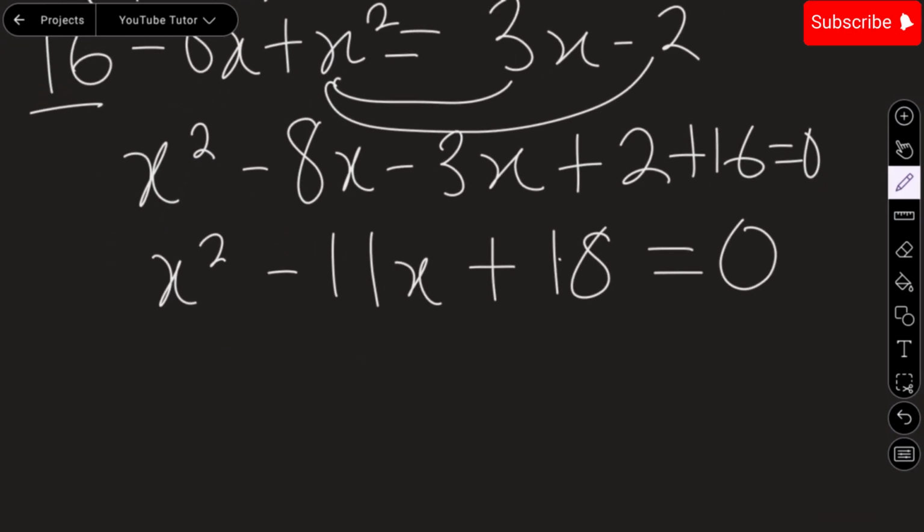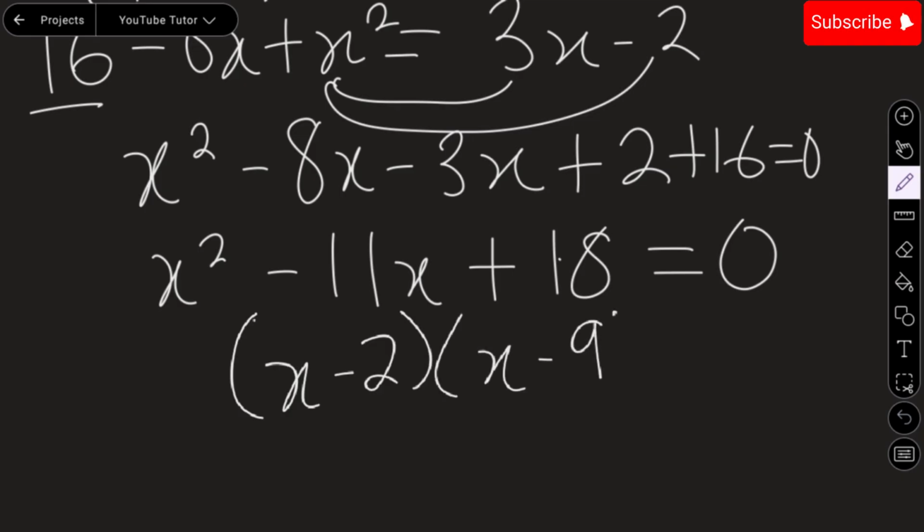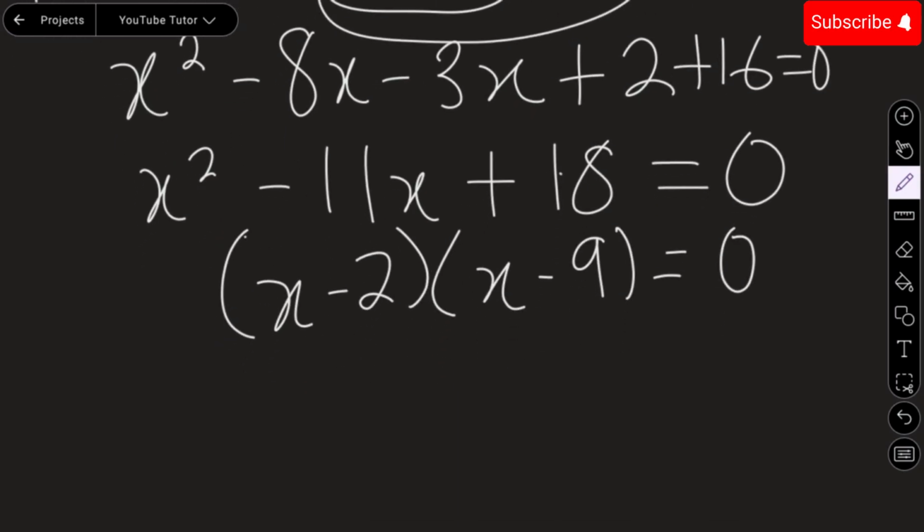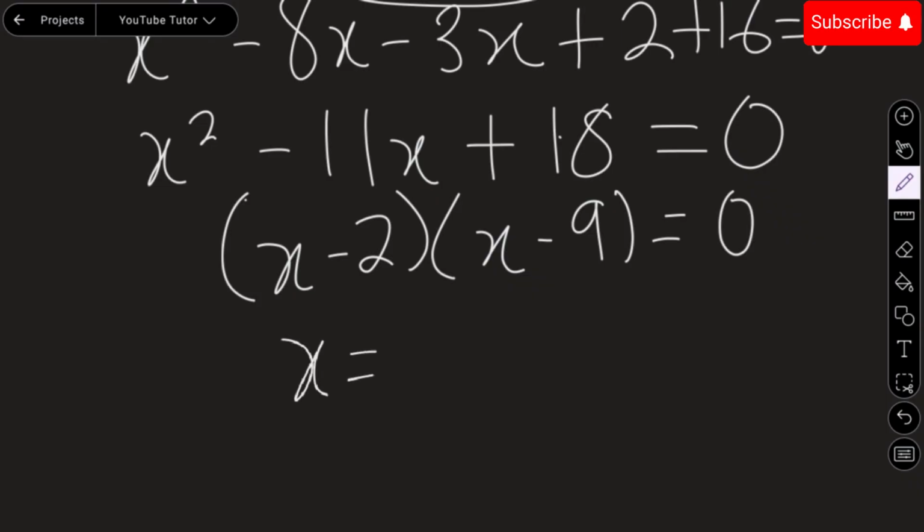So once again, you can use the factorization method, you can use the almighty formula, or you can use your calculator. So choose one that you want to use. By using the factorization method, we are going to get factors x minus 2 times x minus 9. So I have a video which shows how to get the factors during a quadratic equation. And now x will be equal to 2 and x will be equal to 9.